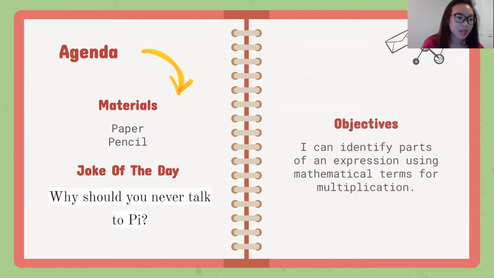Our objective for today is: I can identify parts of an expression using mathematical terms for multiplication. If you want to pause here for about 2 minutes to get those materials, we'll go over the joke after. If you already have that, then you can just think about the answer.